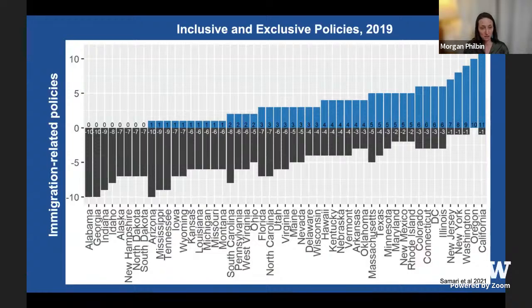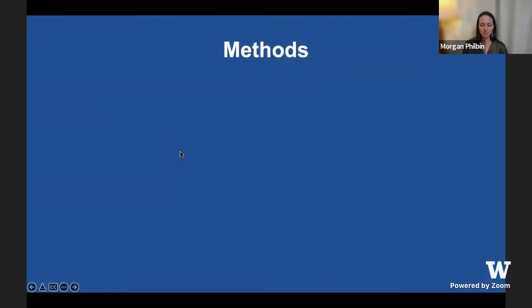So the blue here is inclusionary. And so if you look to the left, states like Alabama, Georgia, Indiana have passed a lot of exclusionary policies. And as you move to the right, you'll see states like Washington, Oregon, and California that are quite inclusionary. But what I want you to take away from this more broadly is that there is quite a variation in states overall in how exclusionary and how inclusionary they are, which allows us the variation to do this kind of work.